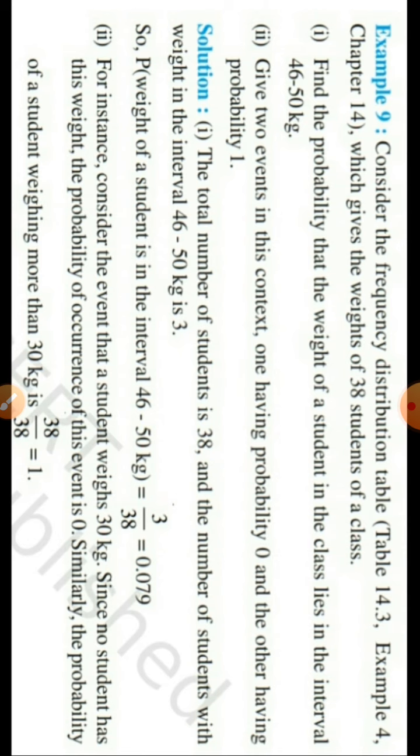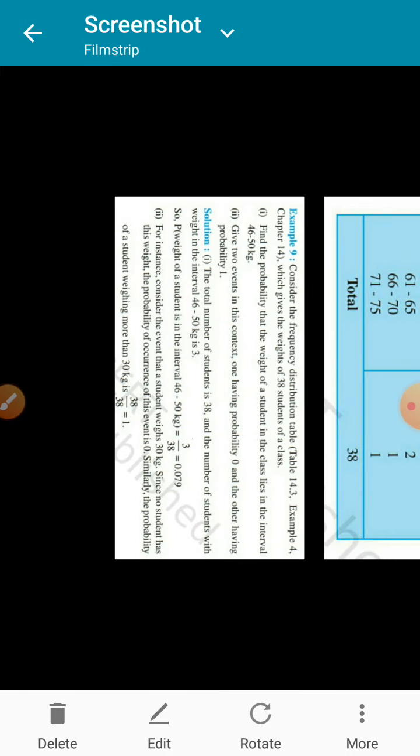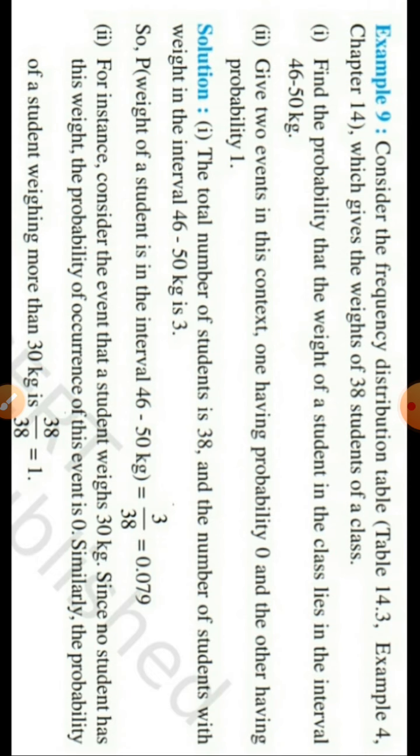You just look at the event that a student weighs 30 kilogram. That is one event. Obviously probability is 0, an impossible event. And look at the last statement: student weighing more than 30 kilogram. All students come in this criteria, so probability will be 1, meaning that is a certain or sure event. So you understand, the second question is quite different. They have asked to form only a question, not an answer.